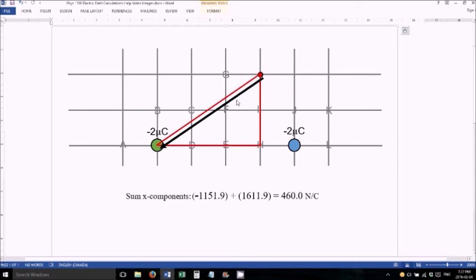So that means that the x component of this arrow has to be pointing in this direction, so along the negative x-axis. So that's why I've put in the x component of the electric field due to the green charge as a negative value. The x component of the electric field due to the blue charge doesn't have that issue. It points in the positive x direction, so that's why it's a positive number. So the x component of the electric field due to the green charge is added to the x component of the electric field due to the blue charge, and we get a total of 460 newtons per coulomb for the x component of the total field due to both charges.